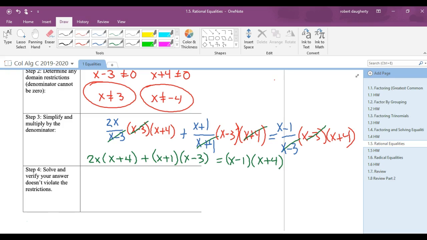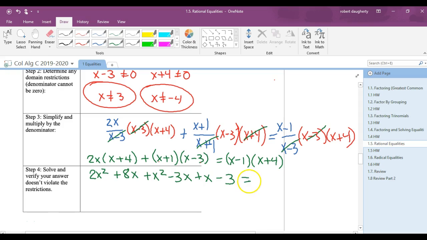Yeah, I've got to multiply all these things out to figure out what's going on. What is 2x times x? That's 2x squared. 2x times 4, that's 8x, okay? Now, I have to FOIL these. What is x times x? That's x squared. The outside terms give me minus 3x. What happens when I multiply the inside terms? Plus x. And the last terms give me minus 3.